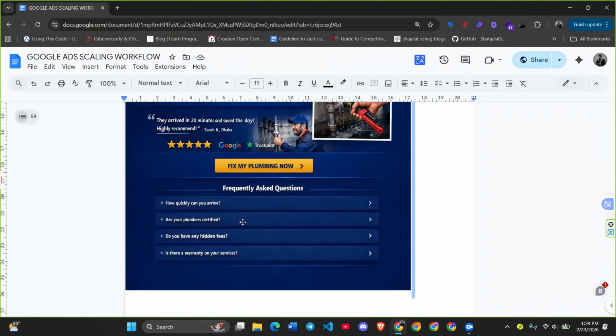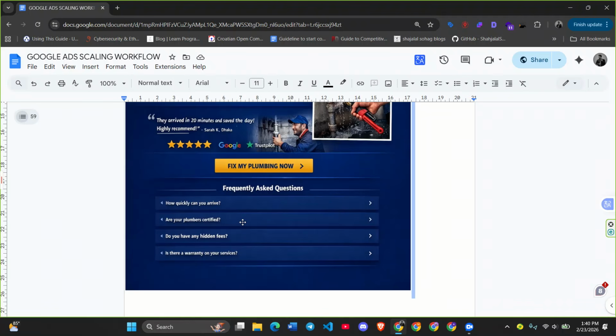Okay. And in section 6, when to create separate pages: create a new dedicated page when you have a different keyword intent, different audience, different location, different offer, or different price tier. Okay, I think you can understand. For example, for emergency plumbing you can create an emergency page. Drain cleaning, you can create a drain page. Water heater repair, you can create a heater page. So this is how large accounts scale profitably.